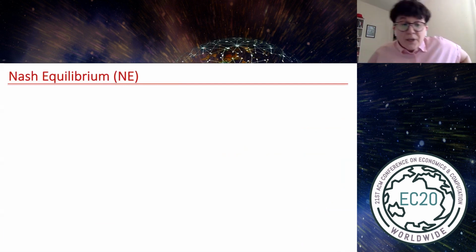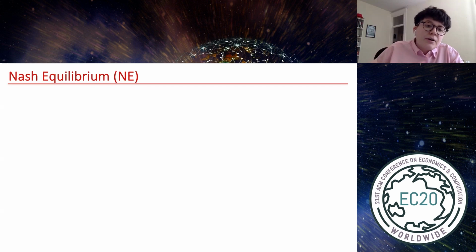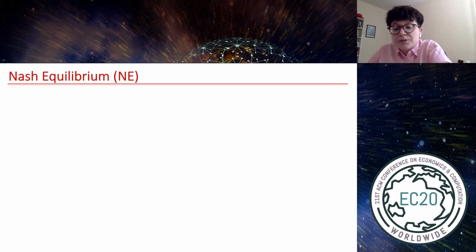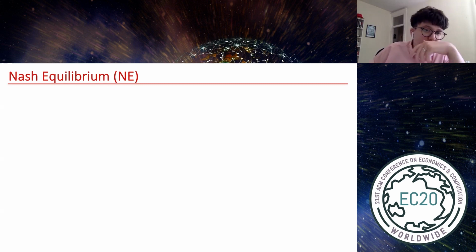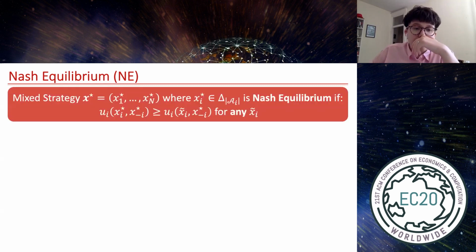Okay, now let's talk about another notion in game theory, which is the Nash equilibrium. The Nash equilibrium is a notion that studies the behavior of the agents, also called players, because we're talking about games mostly when we're talking about Nash equilibrium. And how do we define the Nash equilibrium?